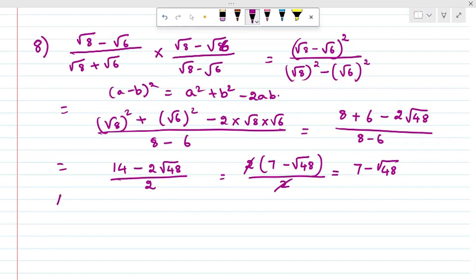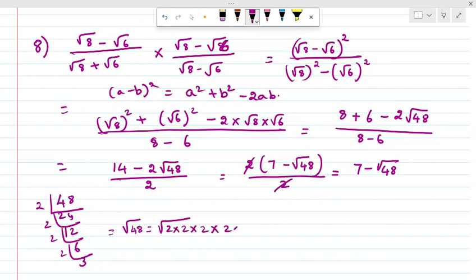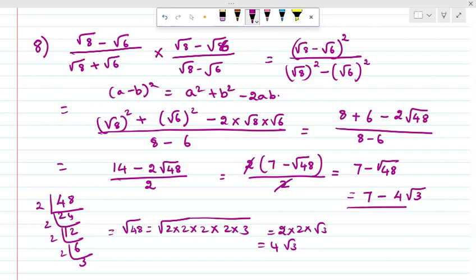How what to do now? See, 48 when we break it, it will become 24, it will become 12, 6 and 3. So 48, that is root 48 equal to root of 2 into 2 into 2 into 2 into 3. It will become like that. That means 2 into 2 into root 3. That is 4 root 3. Therefore, here 7 minus 4 root 3. We can write it like that. This is the perfect answer. Instead of writing 7 minus root 48, we can write 7 minus 4 root 3. So, how to do that? That also I have explained.